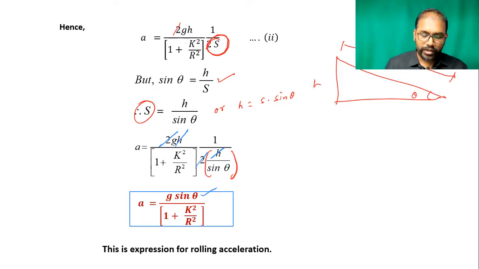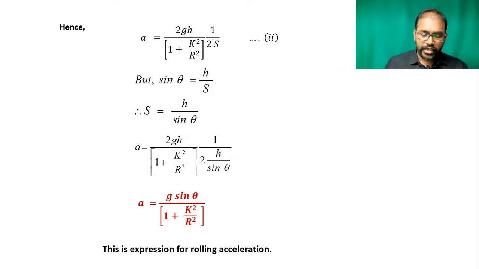And this is a very important article. In board examinations, in a previous board examination, a question was already asked about this derivation, and they may also ask for the rolling acceleration of a particular object. The only thing is you have to substitute k square by r square for that object, and then you will get the acceleration.